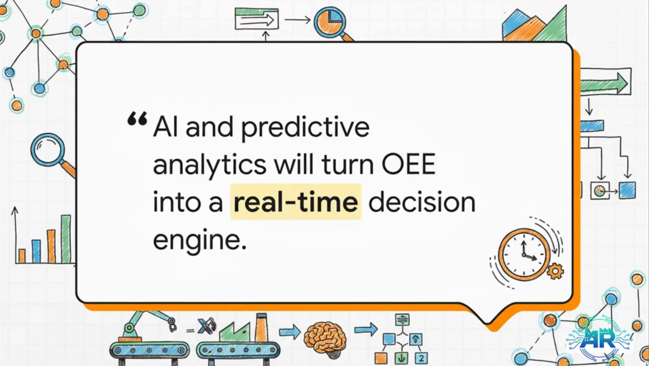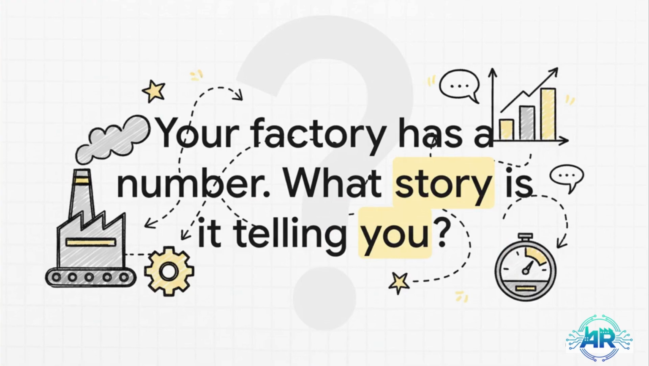Now, looking ahead, this is where it gets really cool. OEE is set to become even smarter. By combining it with things like artificial intelligence and predictive analytics, systems won't just report on problems that have already happened, they'll be able to detect patterns and predict future losses, turning OEE from a reactive report card into a proactive, real-time decision engine.